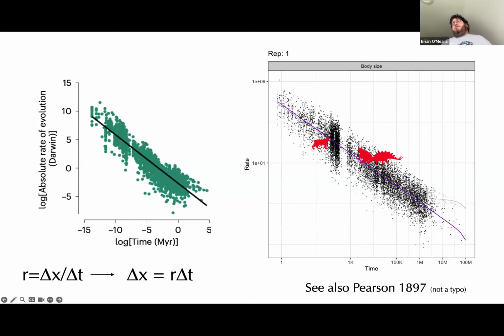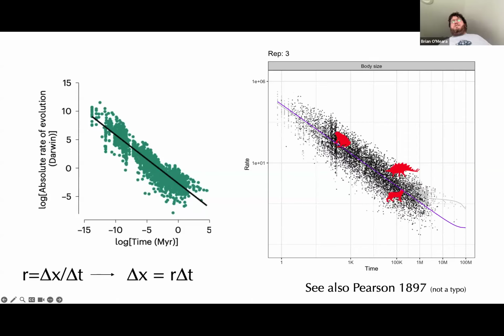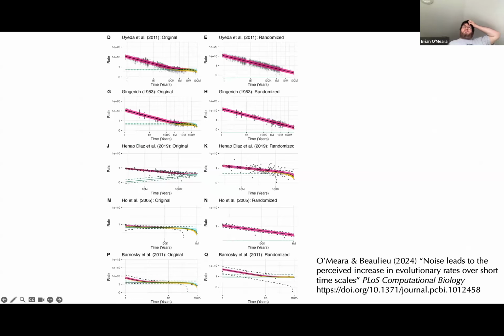And you see that the original data and the randomized data look almost exactly the same. So this error process is driving it. And we can see this across different data sets, different kinds: body size, diversification rates, and so forth. I had a paper on this, and so you can play with it. The basic story is, the randomized data look a lot like the real data. If you try to predict the rate, the randomized data work about as well as the real data. So it's kind of a surprising result.